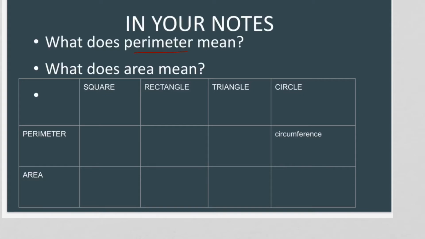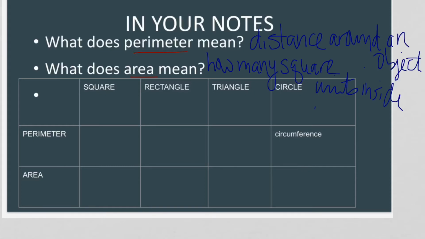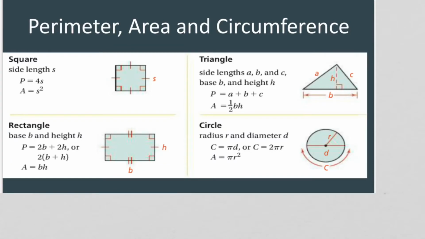I'm assuming everybody knows what perimeter and area means, but let's quickly review. Perimeter is distance around an object, and area is how many square units are inside an object. And when we do area, we always want its units squared. Okay, here is the page from the textbook with all of them written out for you. So I definitely suggest to put that in your chart, in your notebook, for the square, triangle, rectangle, and circle.